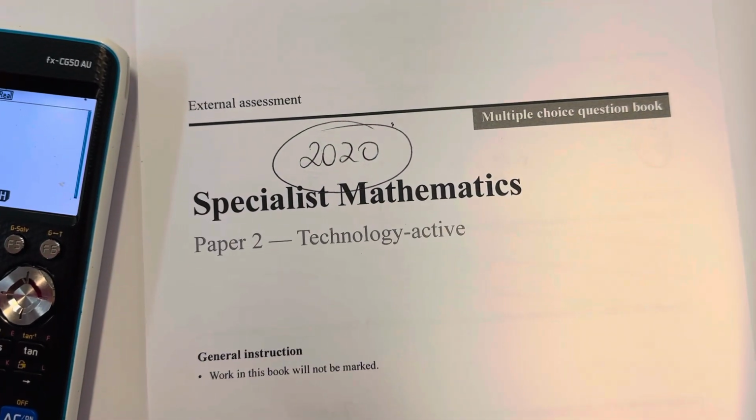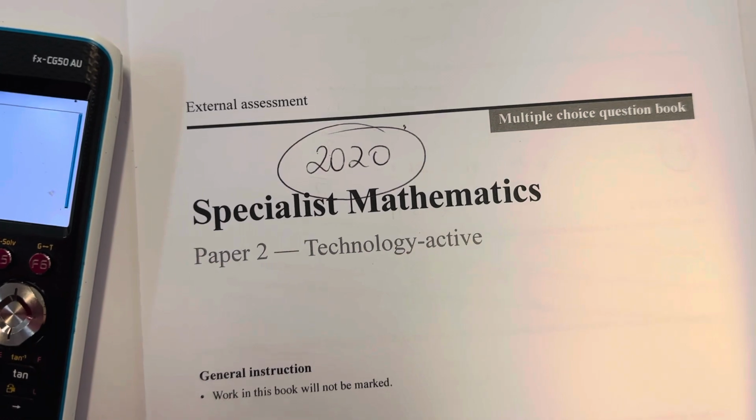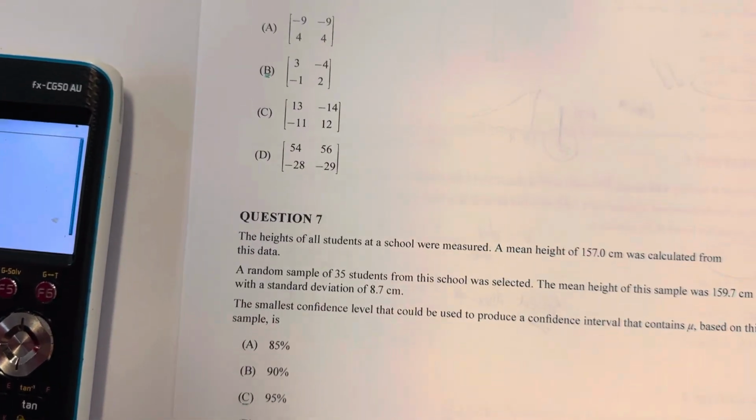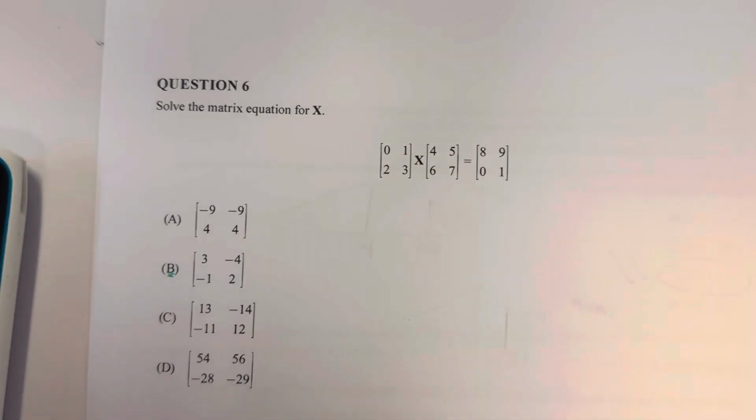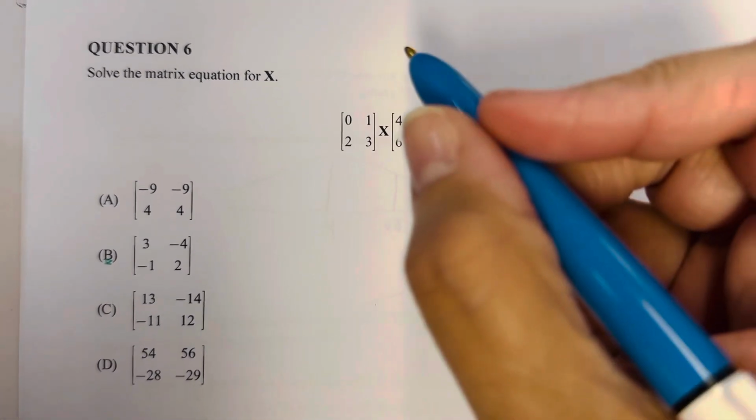Okay, Specialist Maths Paper 2 Tech Active from 2020. We're doing the multiple choice questions 6 to 10. So question 6 is solve the matrix for x.